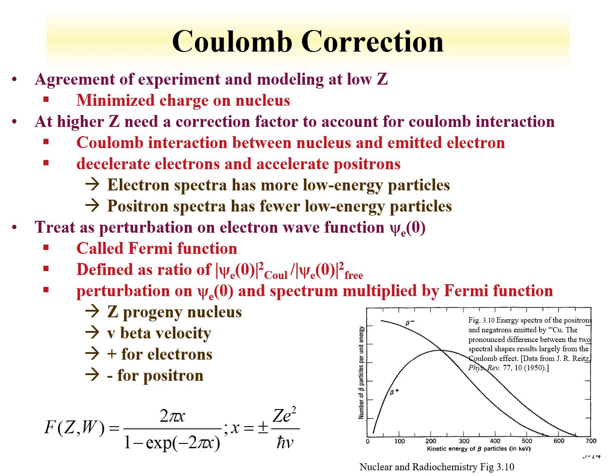This perturbation is also called the Fermi function, and it's defined as the ratio of the electron wave function probability to find the electron with the Coulomb over the same probability without the Coulomb. And with this perturbation on the wave function, the spectrum can be multiplied by this Fermi function to account for the Coulomb correction. That equation is shown here, where I have certain terms such as Z of the progeny nucleus, the beta particle velocity, and a sign that is positive for electrons and negative for positrons.